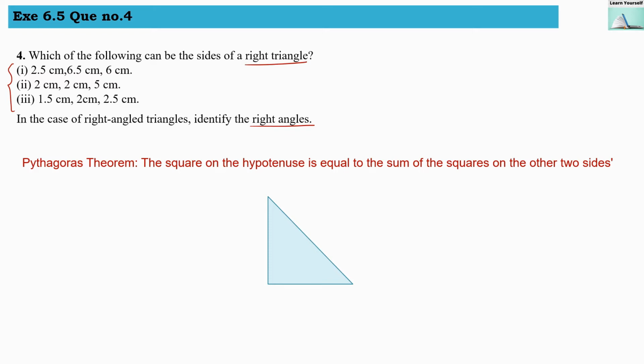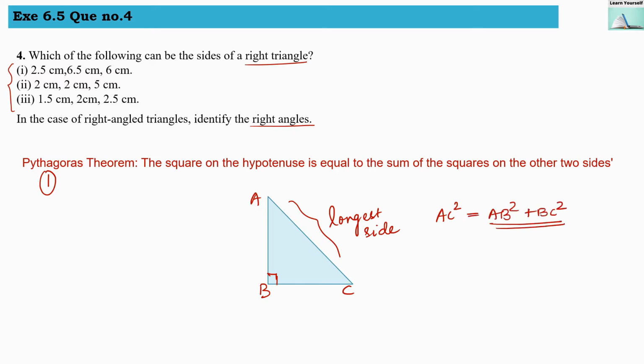First of all, the first thing we are using is the Pythagoras theorem. As per the Pythagoras theorem, the square on the hypotenuse is equal to the sum of the squares on the other two sides. So if our triangle is ABC, and B is the right angle in the triangle, then AC will be the hypotenuse. As per this, AC square equals AB square plus BC square. When we add the squares of these two sides, it should be equal to the hypotenuse square. If this is true for all these three numericals, then that is a right angle triangle.